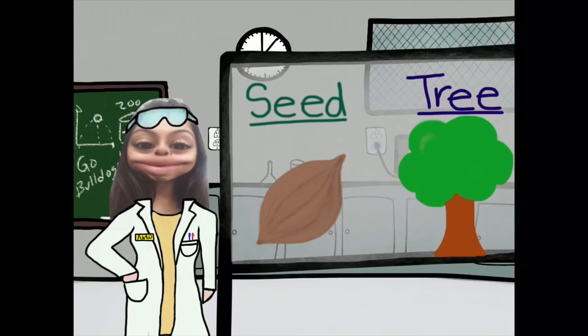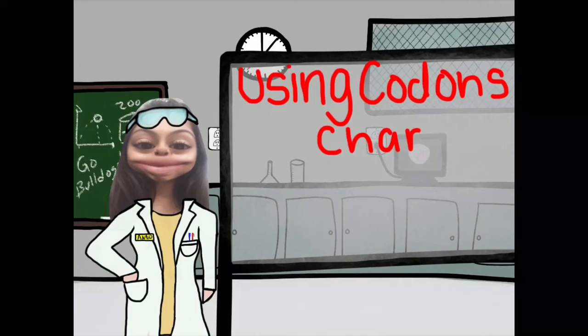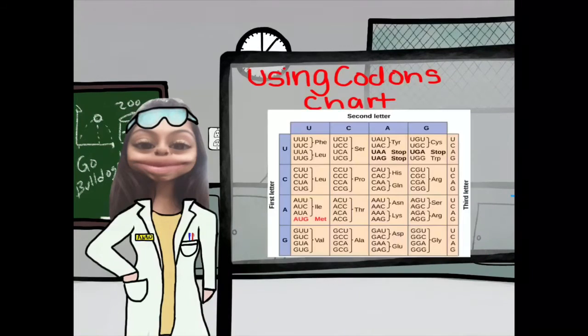For example, if we were talking about trees and seeds, the relationship between a seed and a tree is that the seed carries all the instructions to make a healthy tree, the seed being the codon and the tree being the amino acid. The codon table may be intimidating to read at first, but it's not too hard to understand its organization. Let's walk through an example.